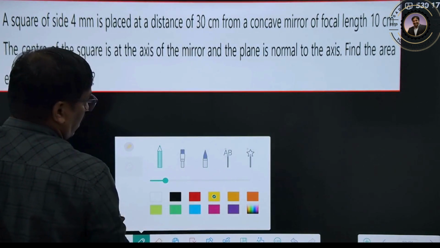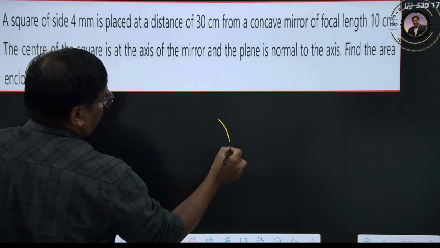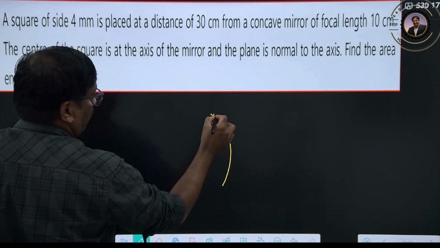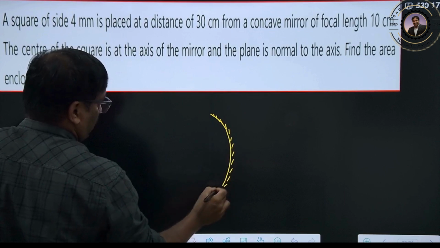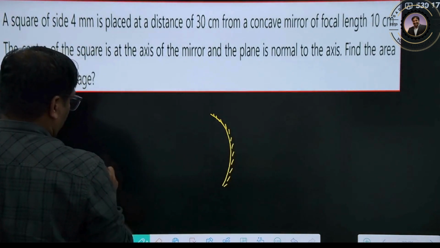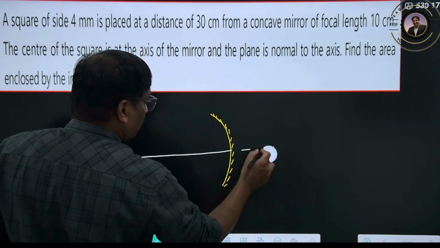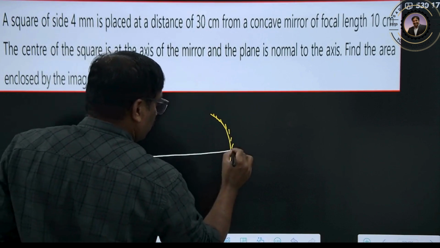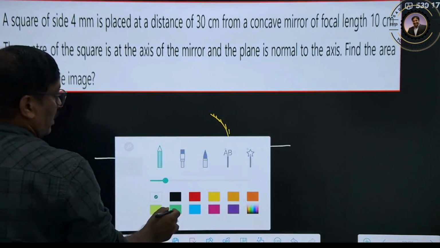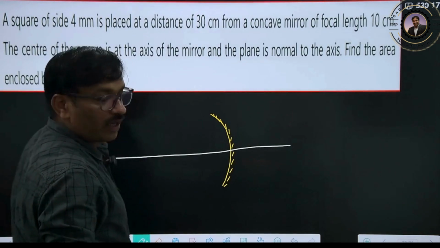So, what is this? Actually, a concave mirror is given. Clear? Don't always depend only on the formulas. Try to understand the situation, so that you can get the idea of how to solve it very quickly.